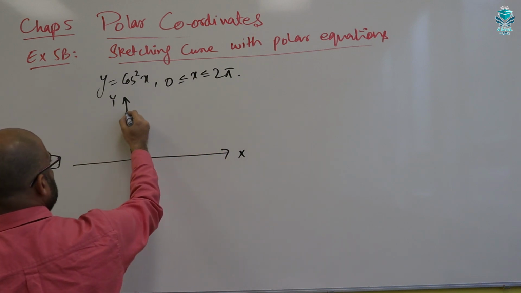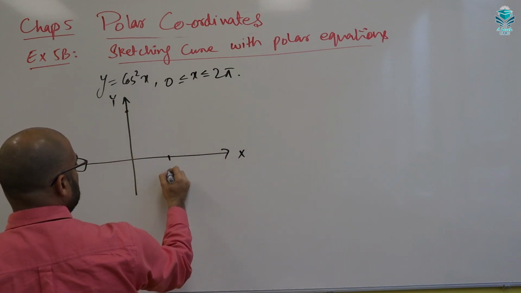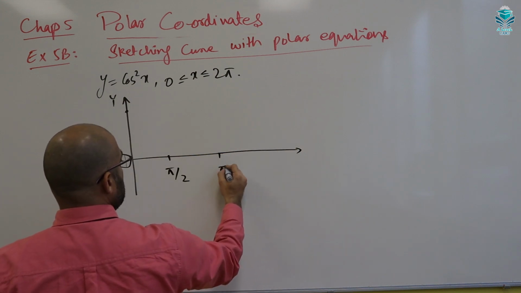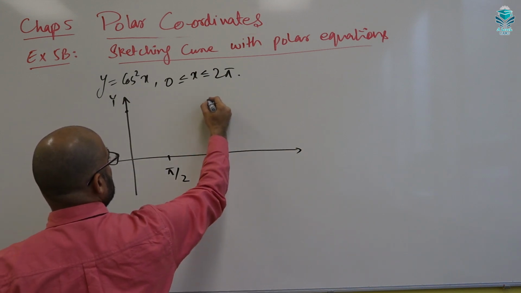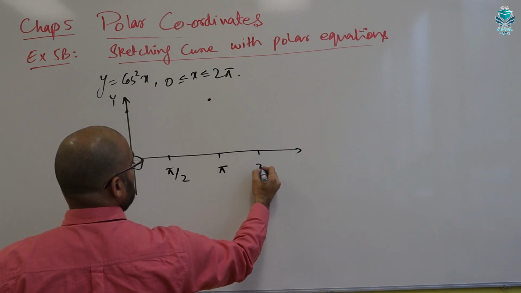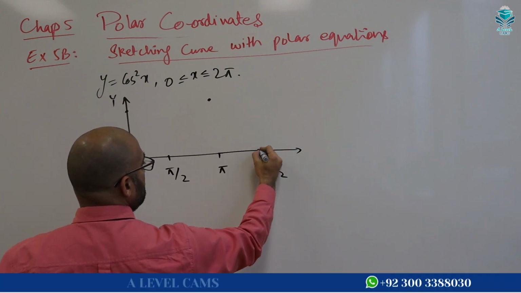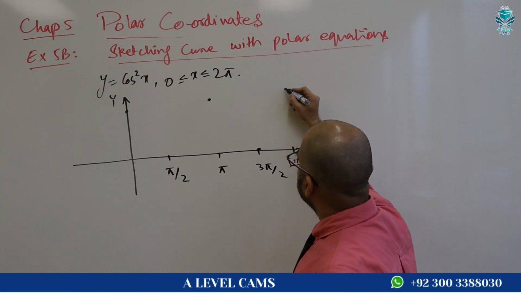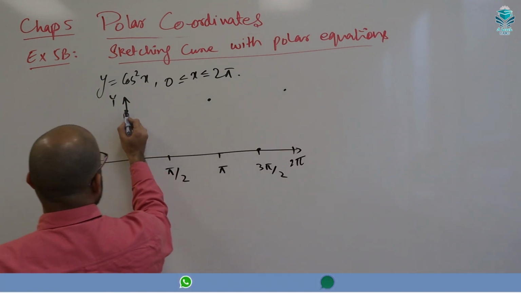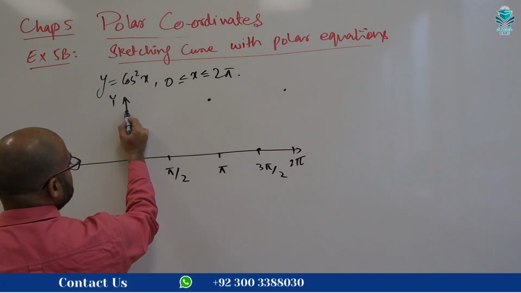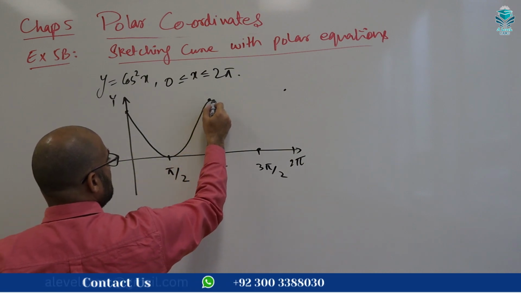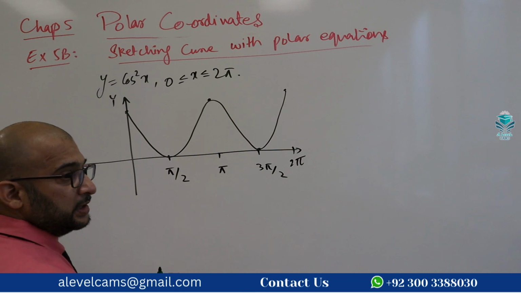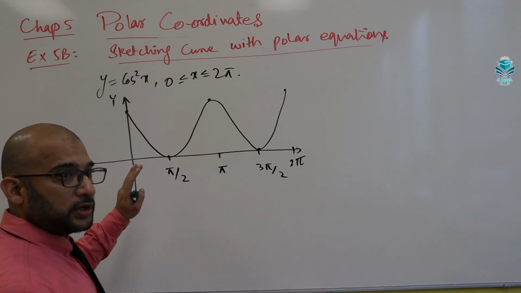At 0 it is 1, at pi by 2 it is 0, at pi cos is minus 1 but its square is 1, at 3 pi by 2 it will be 0, and at 2 pi it is again 1. So you can see the plotting of the graph is like a W shape. Understand? This is the plotting of the curve in a Cartesian plane.